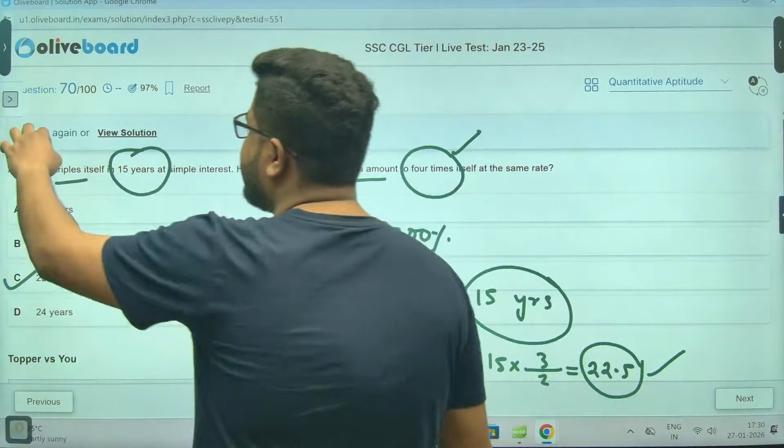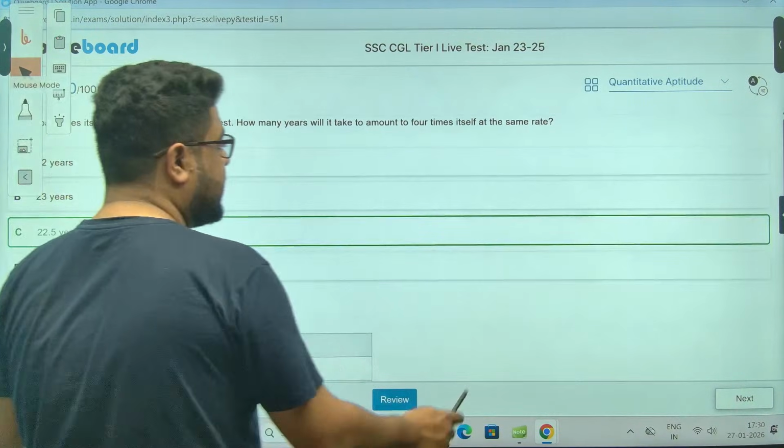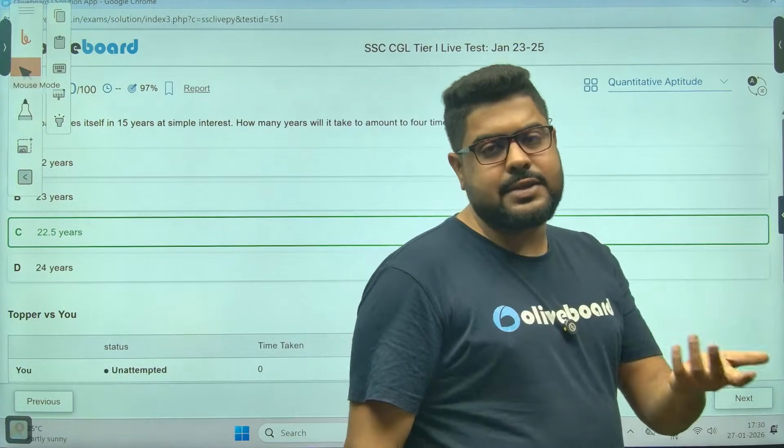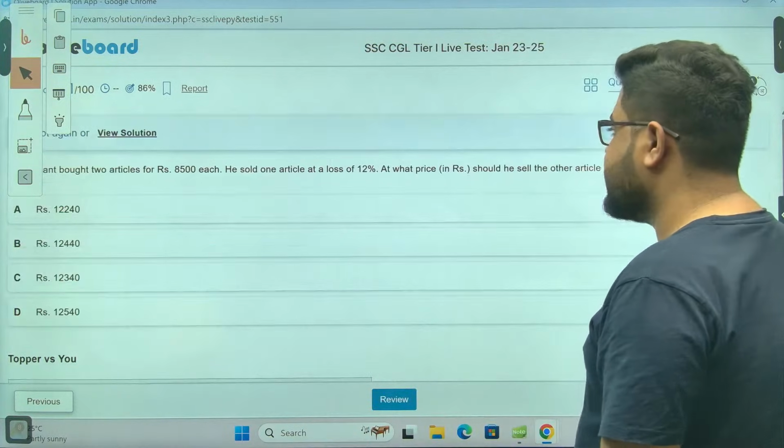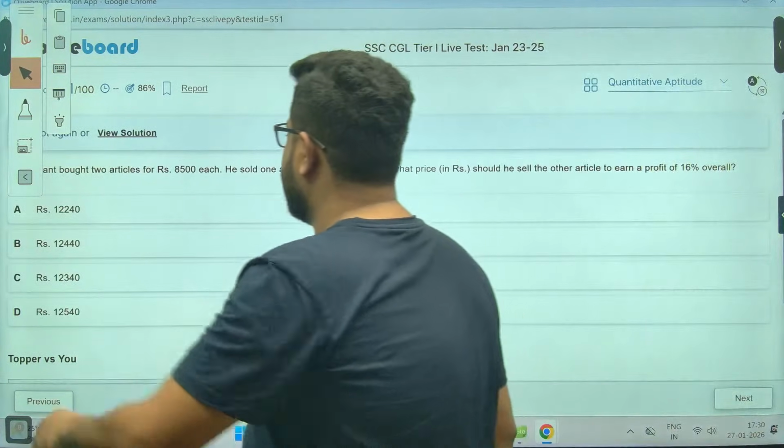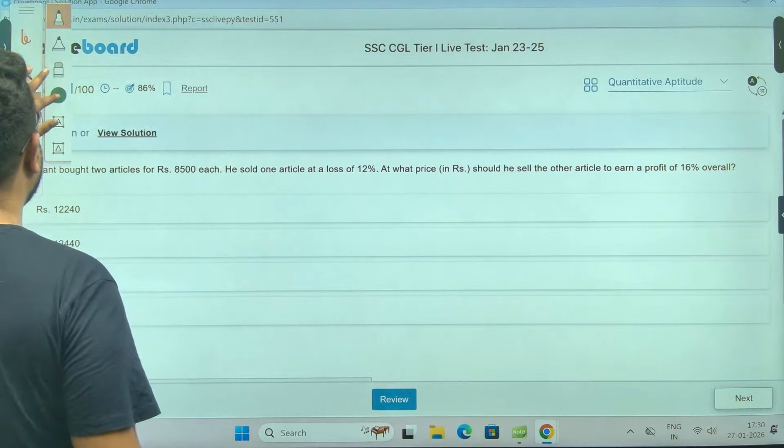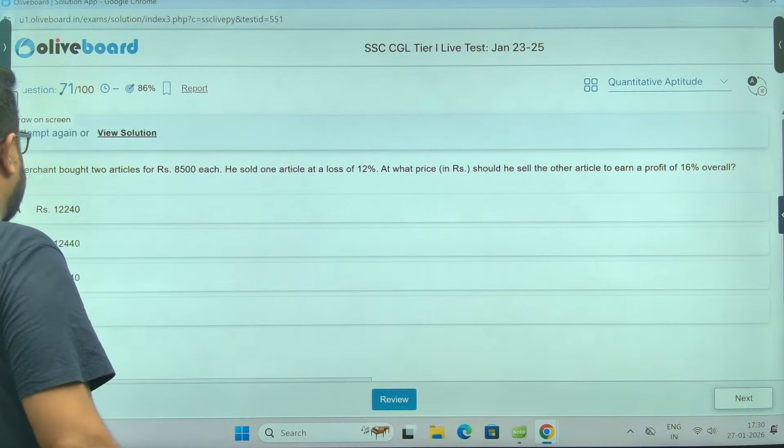Again, you see, not difficult at all. We have solved 20 questions. Did it take us a long time? Chalo, this question somebody asked us. Chalo, let's see what this is.